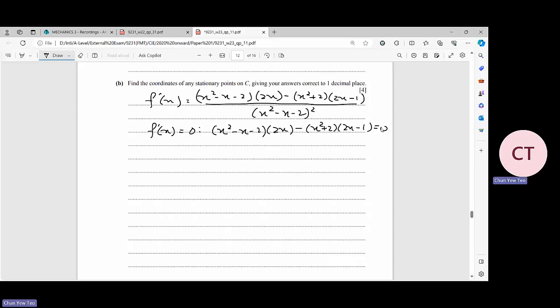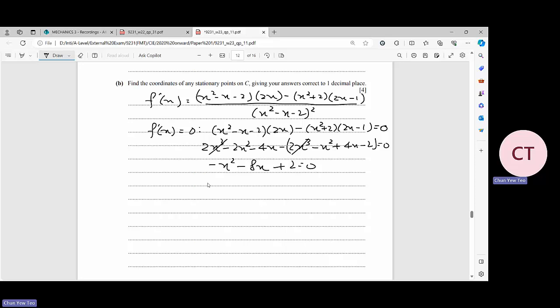Finding the x from here, we just need to expand. You have 2x cubed minus 2x squared minus 4x minus 2x cubed minus x squared plus 4x minus 2 equal to 0. Cancel the 2x cubed. Simplify. You get negative x squared minus x plus 2 equal to 0. Can just use a calculator.